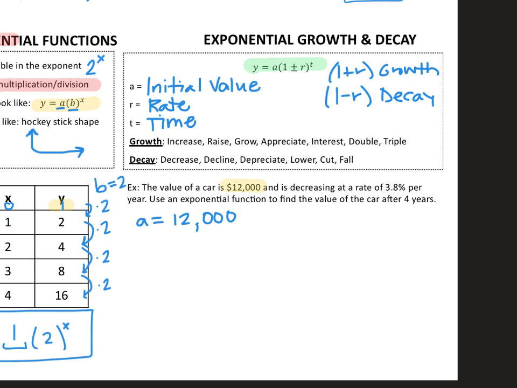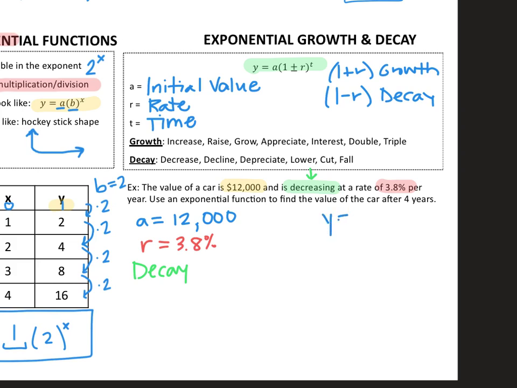Next, we want to identify our rate. Our rate is 3.8%, so we can write that out. r is equal to 3.8%. We need to figure out if this problem is growing or decaying, increasing or decreasing. This word right here, decreasing, indicates to us that this is a decay problem. So I'm just going to write that down. That's really important for us to pay attention to. So now we have enough information to start trying to find our equation.